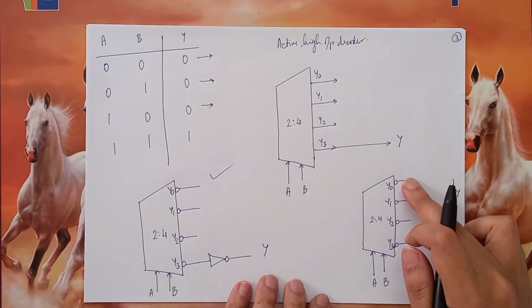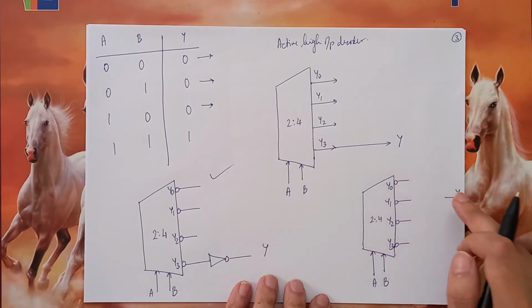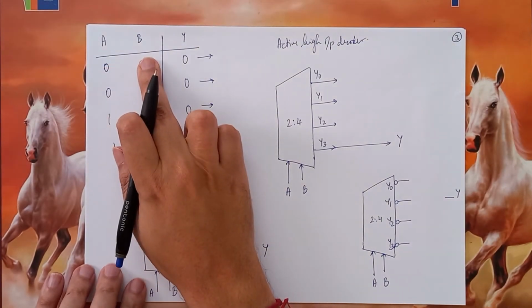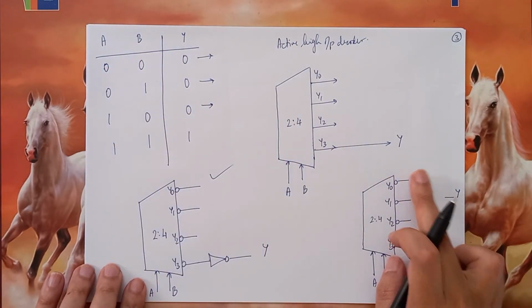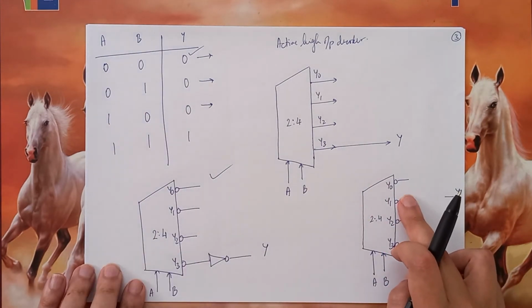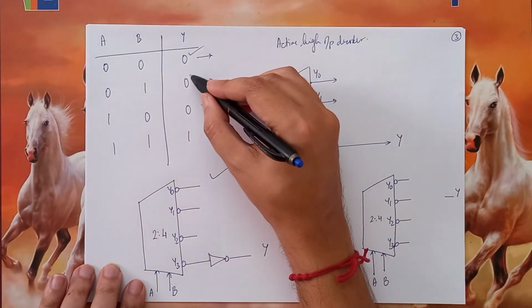Now when Y0 is 0, what should be the value of Y? When A and B are 0 and 0, Y0 is 0, the value of Y should be 0. When A and B are 0 and 1, Y1 is activated. But what is the value of Y? It is still 0.